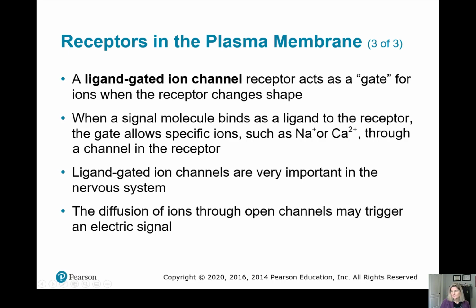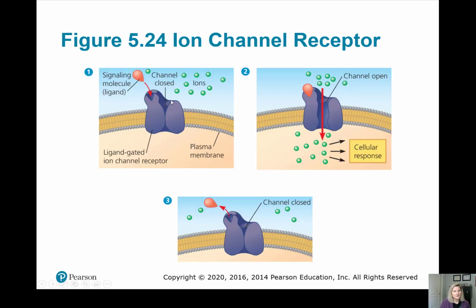So let's take a closer look at that. Here we have our ligand-gated ion channel. When it's closed, that means there is no ligand or signaling molecule attached to it. Once there is a signaling molecule or ligand attached to it, it's going to trigger a change in that ion channel to open up. And that's going to allow those ions to travel through and elicit some sort of response. Once the response has taken place, then the signaling molecule will leave, and that causes the closing of that ion channel.